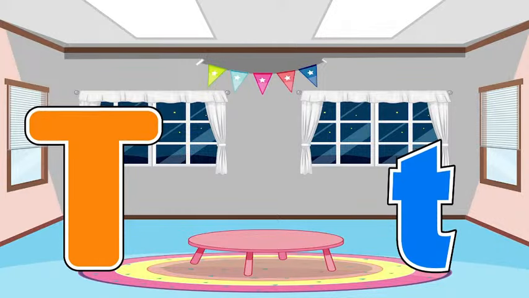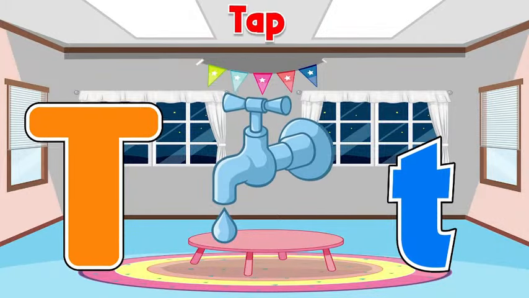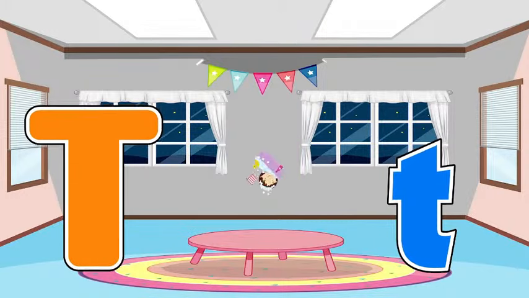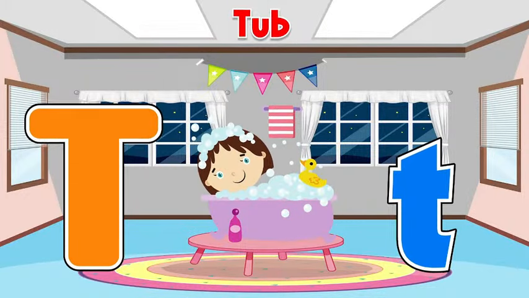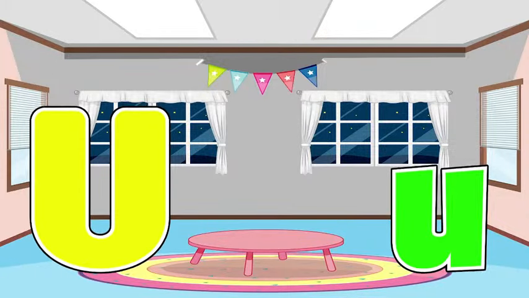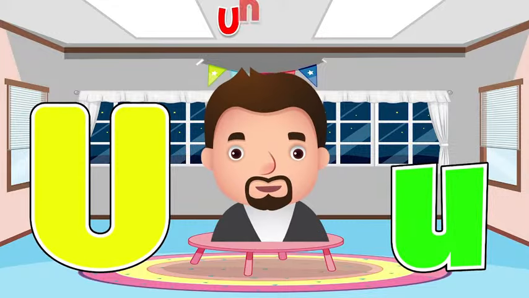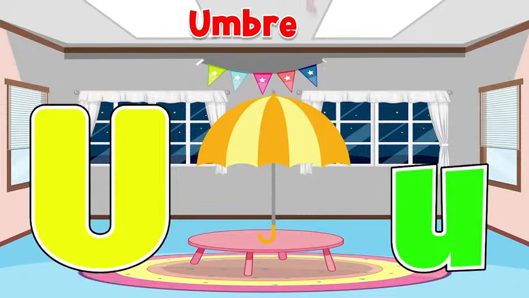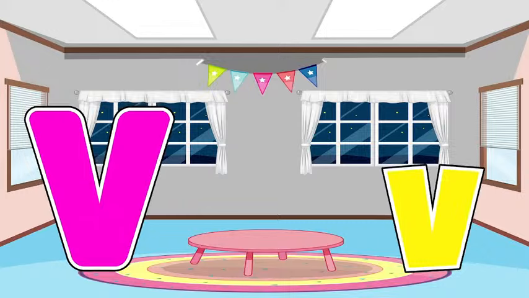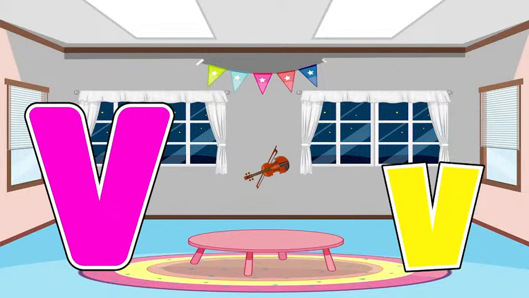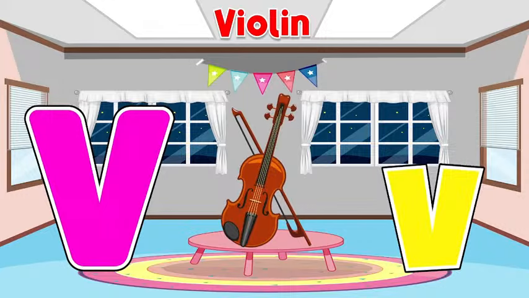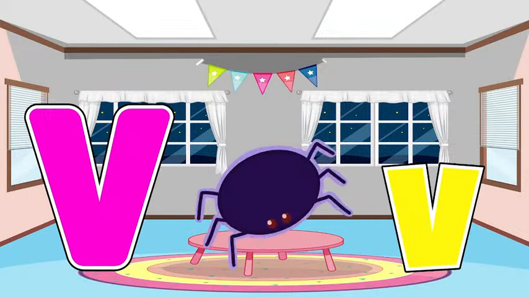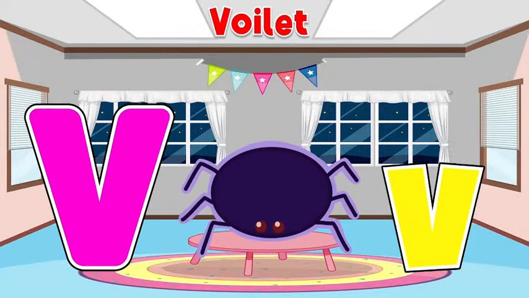T. T for tap. T for tub. U for uncle. U for umbrella. V for violin. V for violet.